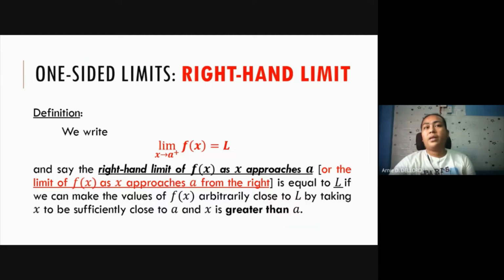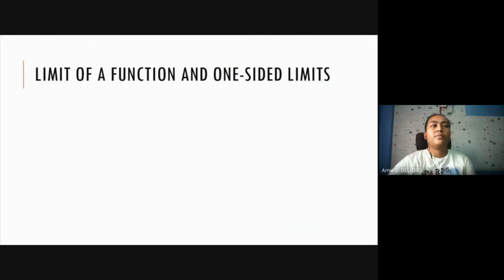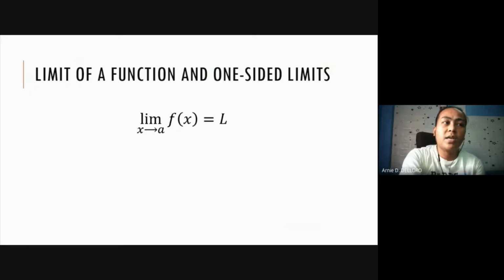So how do we determine the limit of the function and the one-sided limits? Because there is a possibility that the left-hand limit or the right-hand side limit exists, but the limit of the function itself, considering the left and right, might not exist. What does that mean? We'll have some examples of that later in this video.